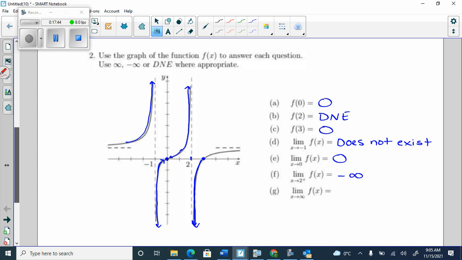Okay. And then x approaches positive infinity. So we're going to positive infinity this way. What are we approaching on the y? 1. Okay, then we're going to flip over.